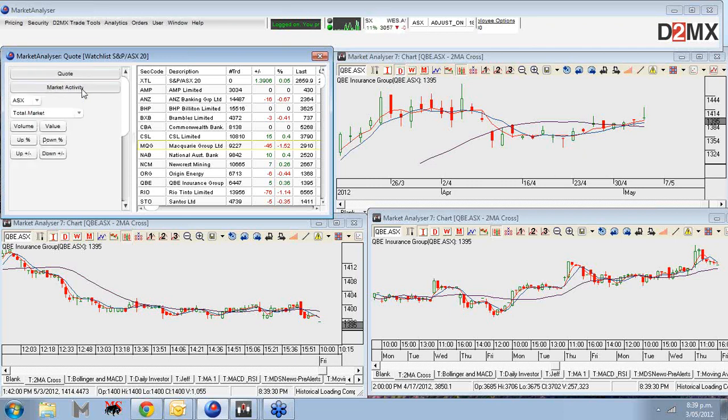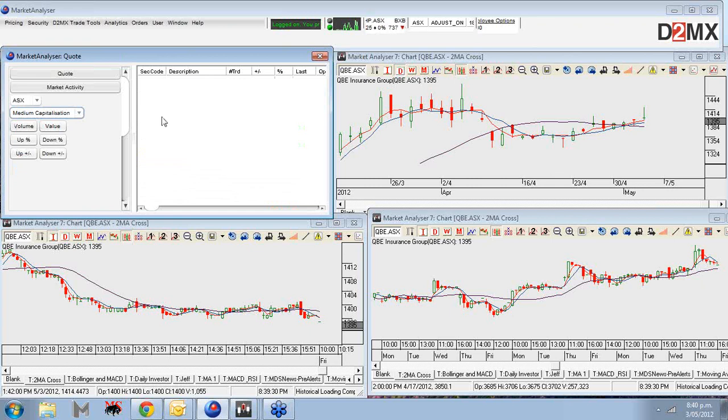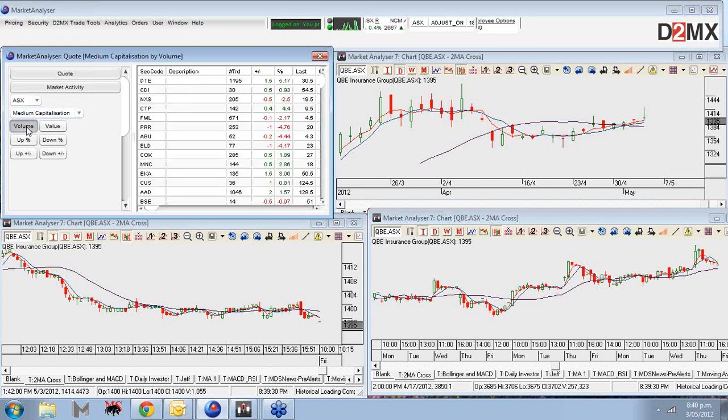Under market activity, it's possible to have a look at what is up and down for the day. Now we can scan the entire market, or we can look at specific sectors such as resources, energy, large cap or small cap companies, depending on what we're interested in. So let's take a look at the mid-section, medium cap companies, and then we can look at whether it's up by volume or by value. So volume traded being the number of shares, value being the number of shares times the price.